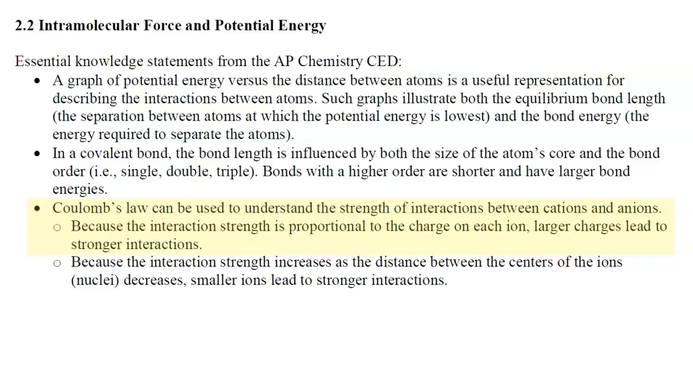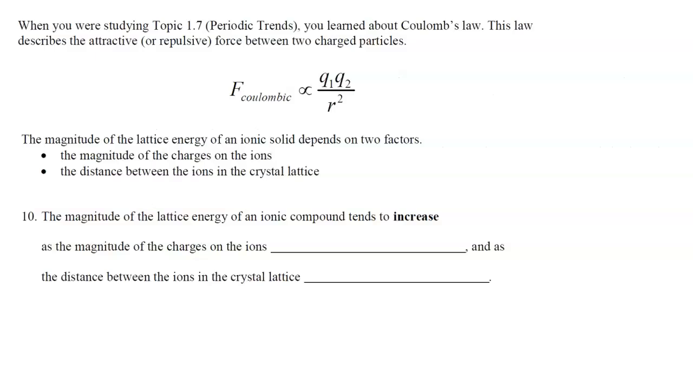It says, Coulomb's law can be used to understand the strength of interactions between cations and anions. Because the interaction strength is proportional to the charge on each ion, larger charges lead to stronger interactions. Now, on this next slide, you can see information that I had presented when I was talking about Coulomb's law in my video that included topic 2.2.